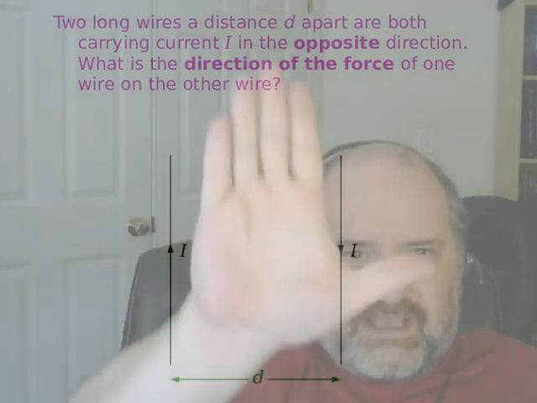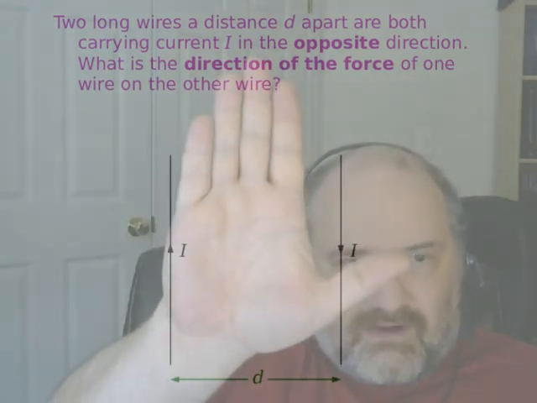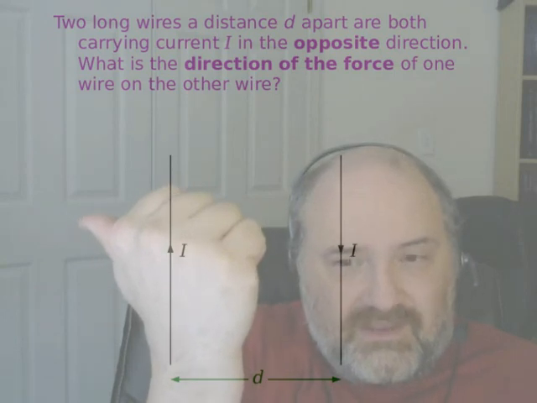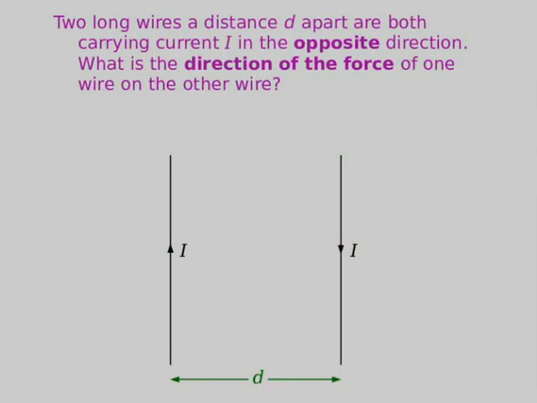So now we can do IL for the left wire cross B, which is into the page. So I need to do it like this. Boom. And notice the force is to the left. So it's being pushed away from the other wire. So you have two currents in opposite directions. They will tend to repel each other because of the magnetic force.